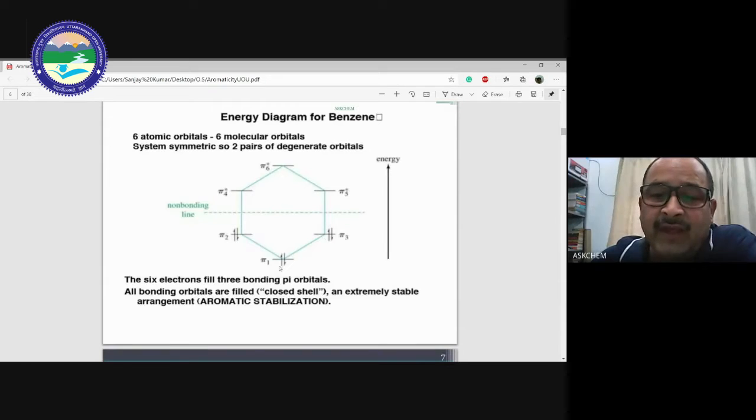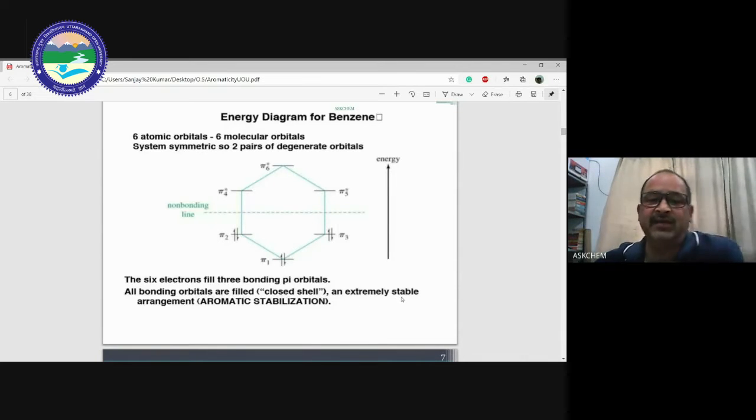The configuration will be pi 1 raised to the power 2, that is 2 electrons will reside here, pi 2 with 2, and pi 3 with 2. So this is an extremely stable arrangement, that is aromatic stabilization.